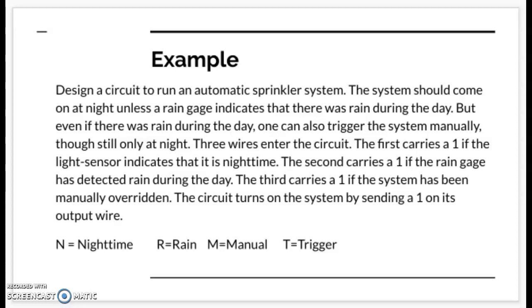Three wires enter the circuit. The first carries a 1 if the light sensor indicates that it is nighttime. The second carries a 1 if the rain gauge has detected rain during the day, and the third carries a 1 if the system has been manually overridden. The circuit turns on the system by sending a 1 on its output wire. So we have N equals nighttime, R equals rain, M equals manual, and T equals trigger.